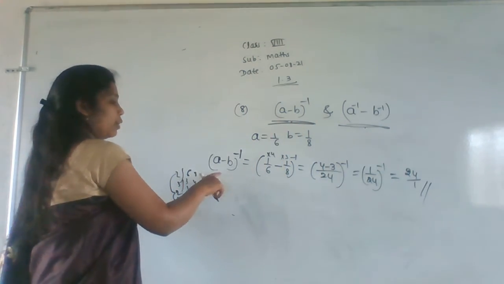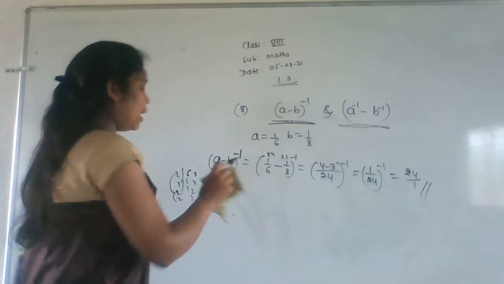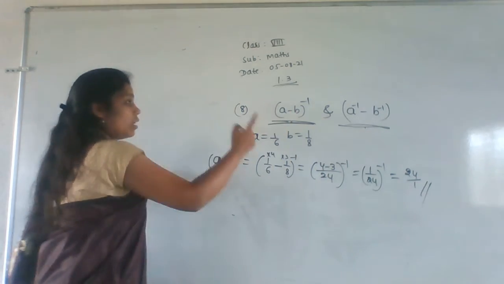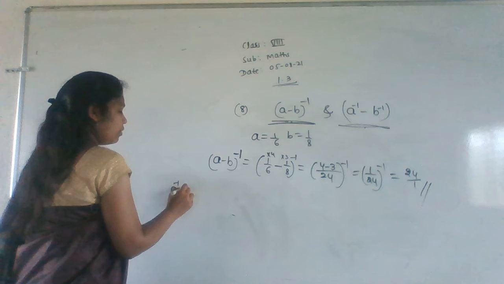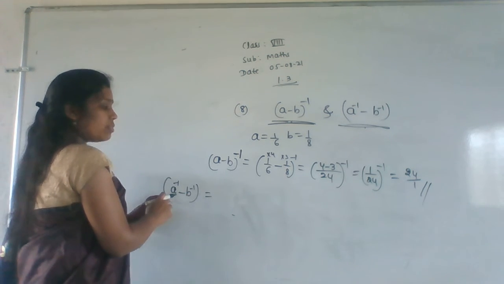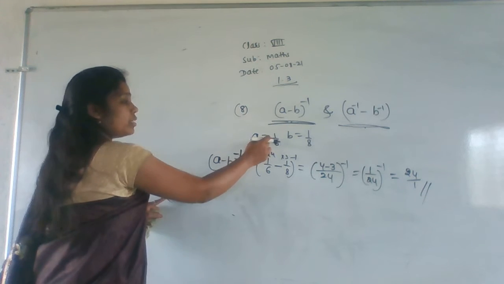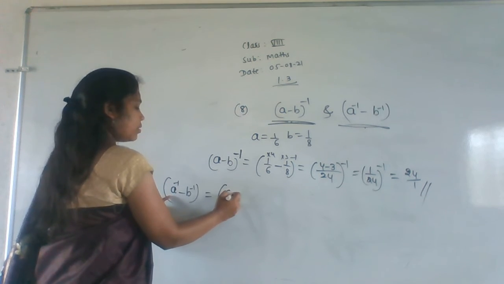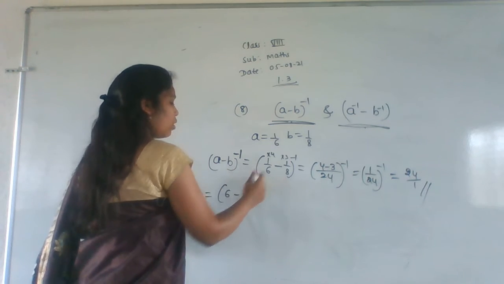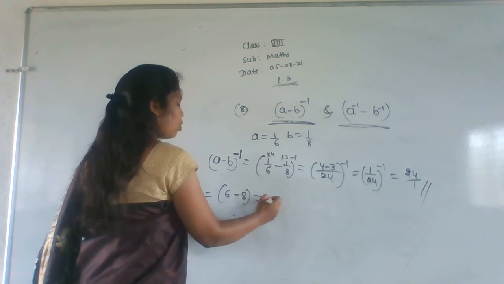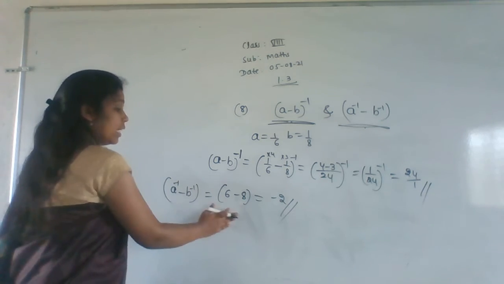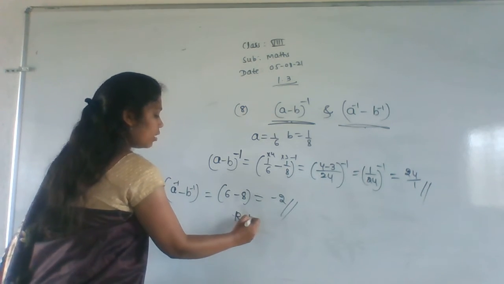The first value, a minus b inverse. A minus b inverse value is 24 by 1. Now find a inverse minus b inverse. A inverse means take the reciprocal of this number, that will be 6. Next b inverse. B inverse means again take the reciprocal of this number, that is 8. So what is the answer you will get here? Minus 2.